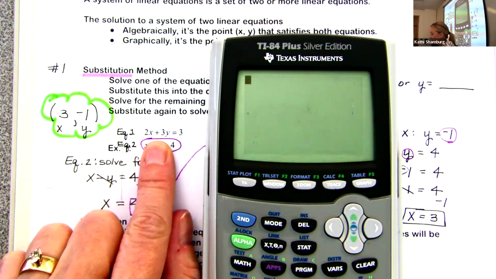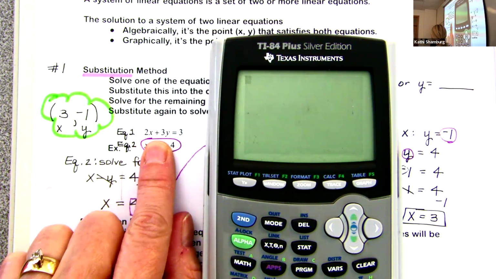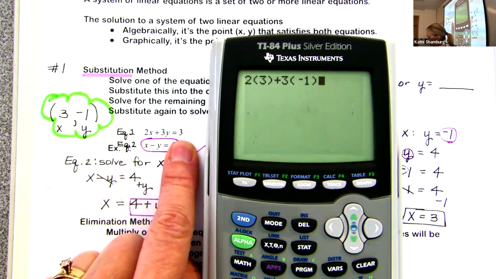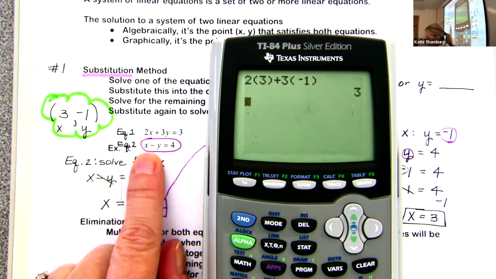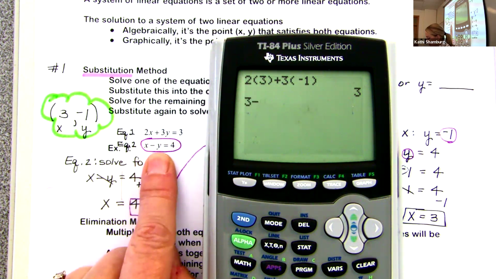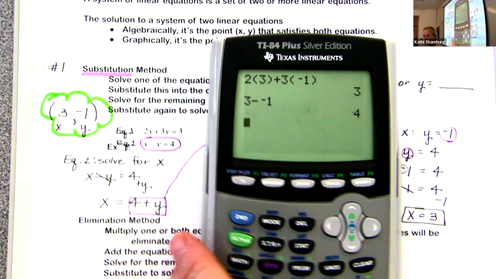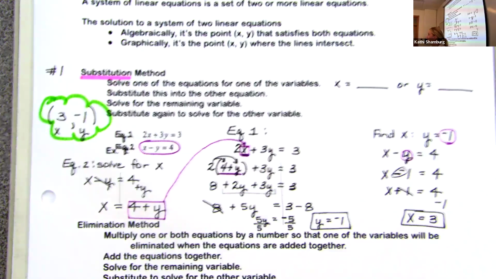So if I substitute the 3 in for x and the -1 in for y, so 2 times 3 plus 3 times -1, it should equal 3. It does. When I do 3 minus, and then the y is -1, that should equal 4, and it does. So it satisfies both equations algebraically as well. Okay, all right, that's the substitution method. Any questions?